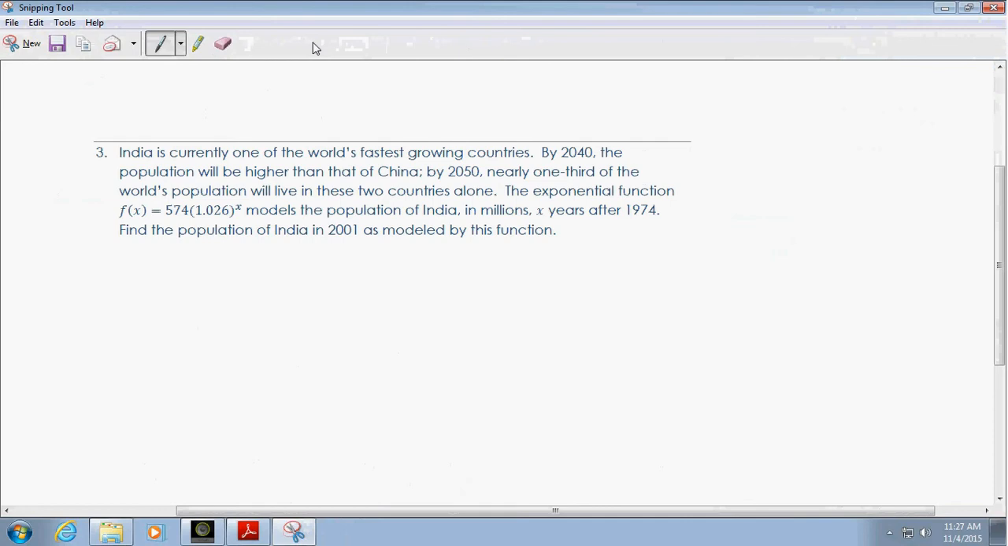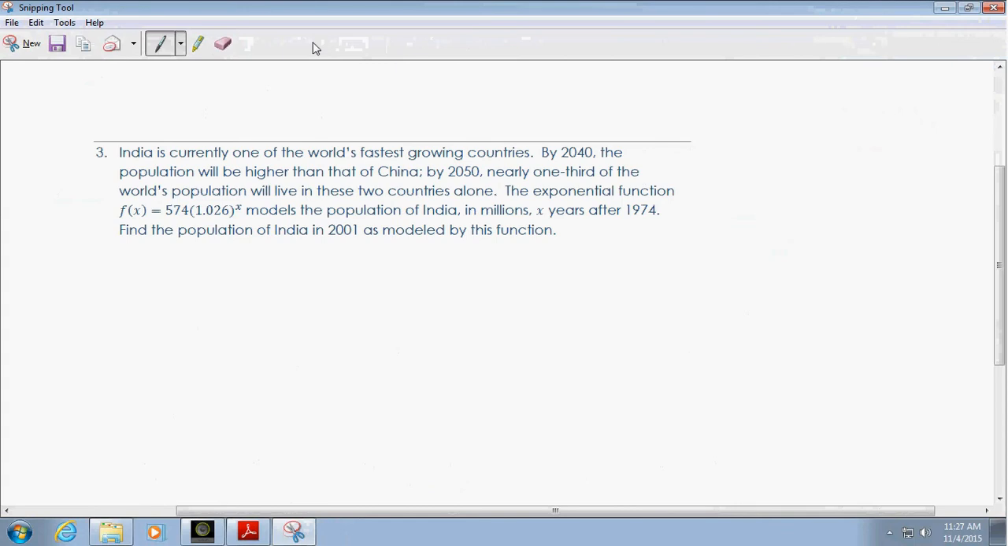So India is currently one of the world's fastest growing countries. By 2040, the population is going to be higher than that of China. Okay? By 2050, nearly one-third of the world's population will live in those two countries alone. All right? Now, the exponential function f of x equals 574 times 1.026 to the xth power models the population of India in millions x years after 1974. So we want to find the population of India in 2001 as modeled by this function.